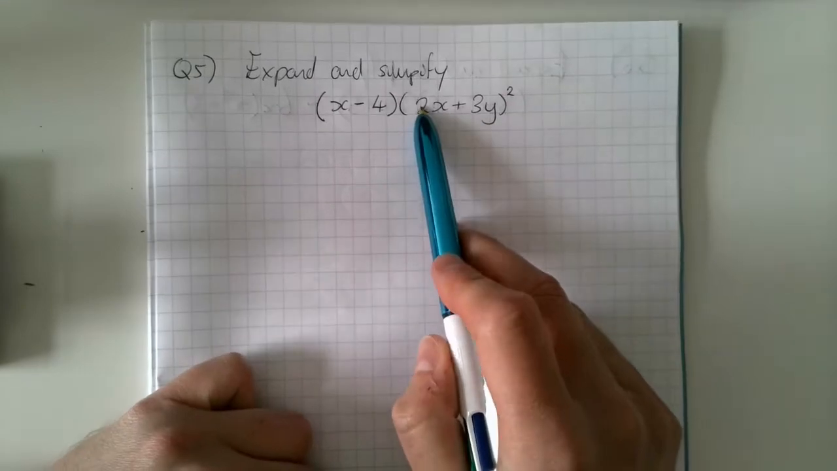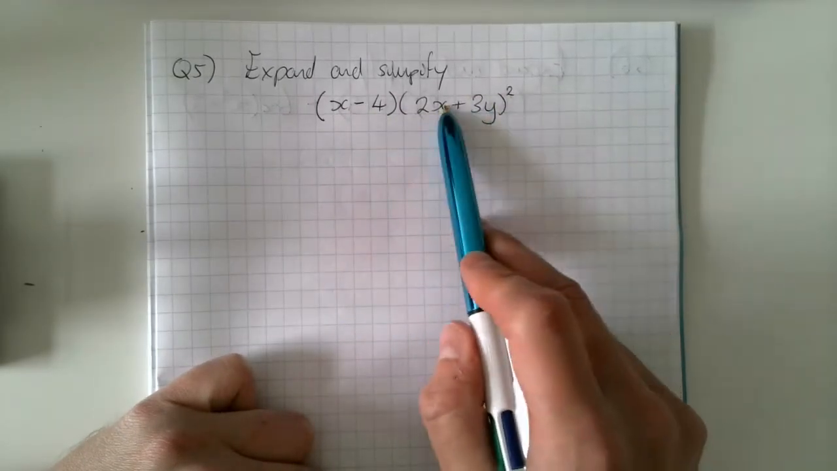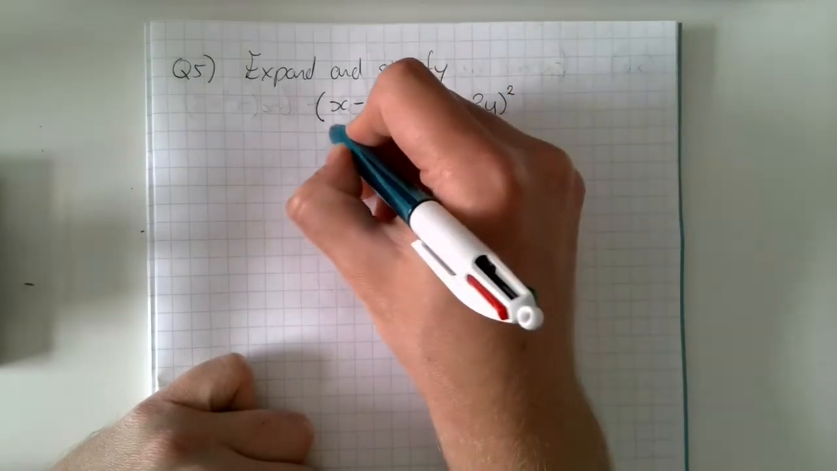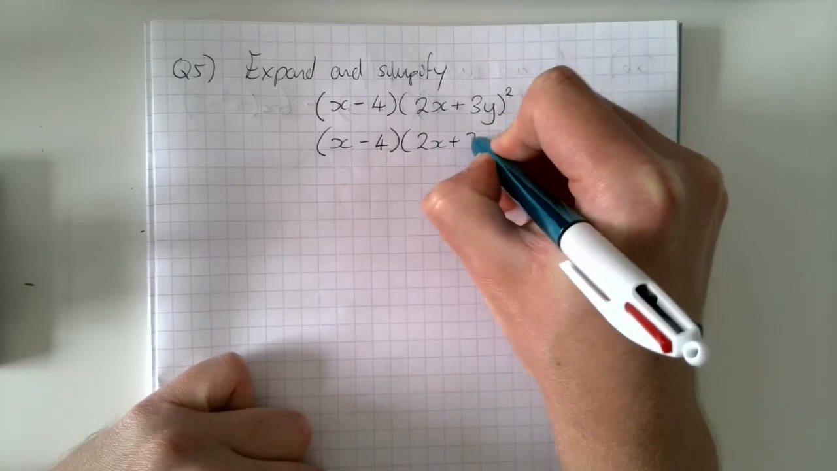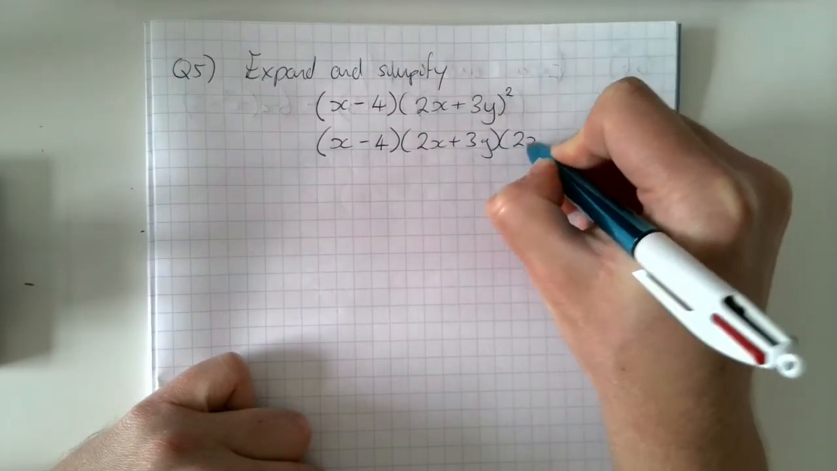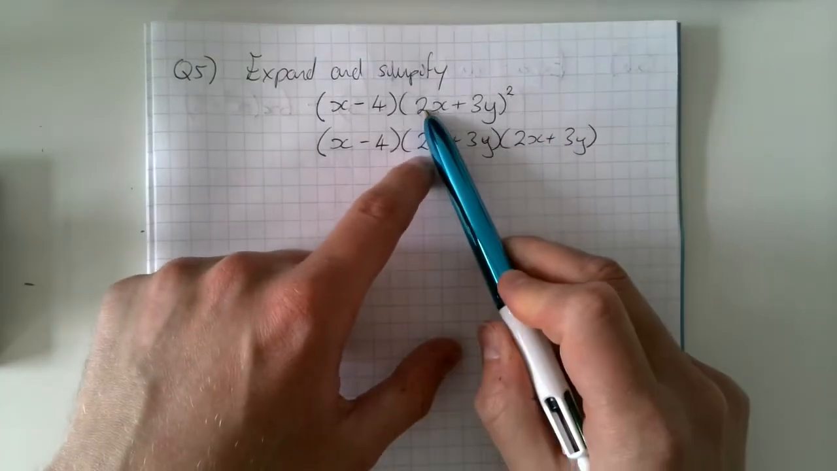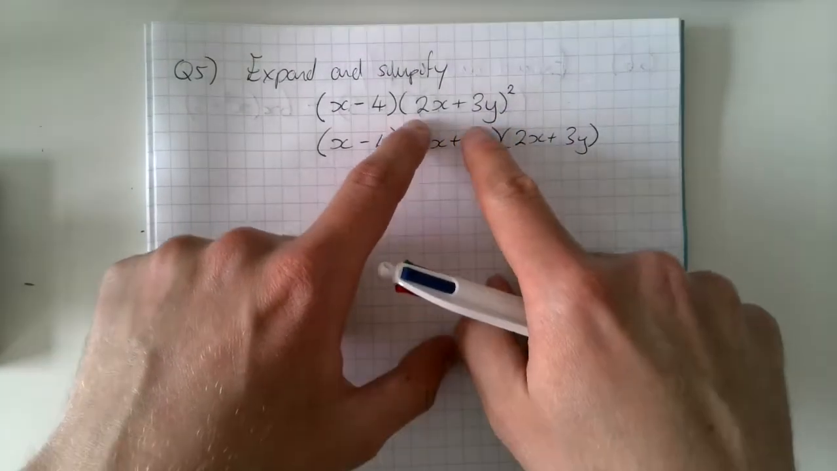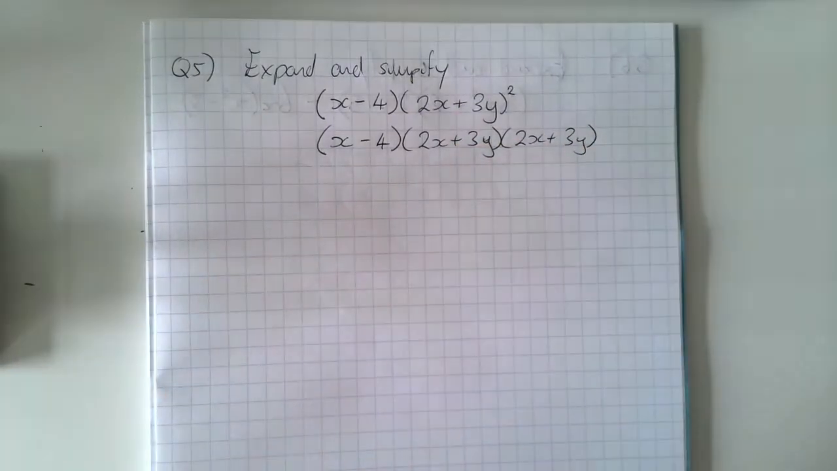Now, I can rewrite this 2x plus 3y squared as 2 brackets that are the same. So I'm going to do that to start off with. 2x plus 3y, 2x plus 3y. So this 2x plus 3y squared is just this bracket times by itself. We're squaring it, so we're timesing it by itself.